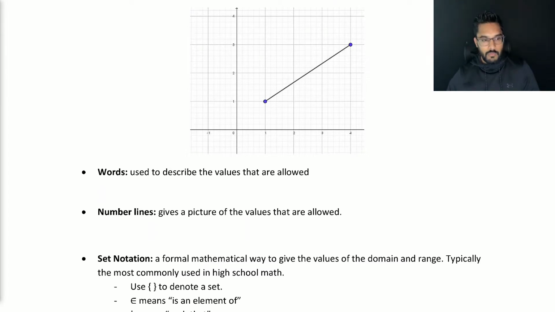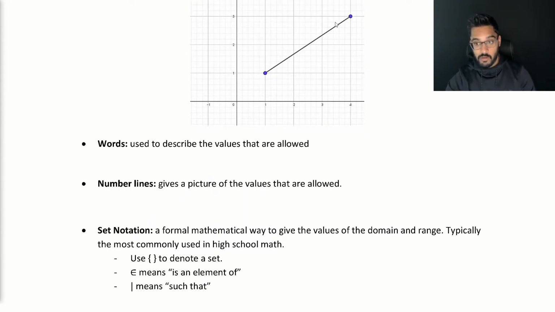So if we're going to use words here, we're really describing the values that are allowed. Now, if I look at this graph, it really is a line segment because it ends, right? It's got those 2 endpoints, which you can see in blue, one at 1, 1, the other at 3, 4. So let me just move my mouse here. Okay, that's a little bit better. So you can see those values there. So those are really the endpoints of our line segment. Now that doesn't go on forever, right? It ends at those 2 blue points.